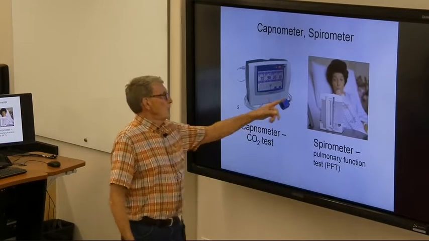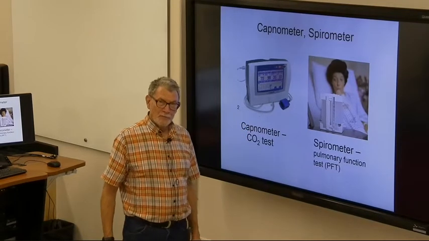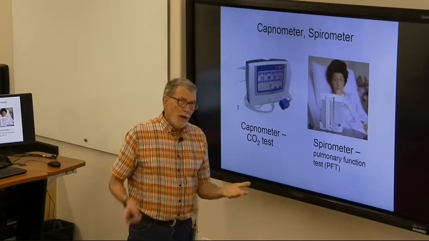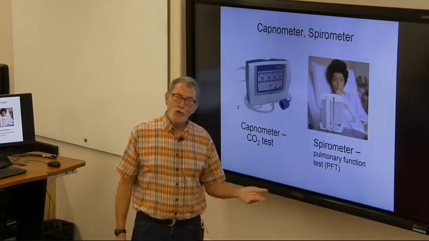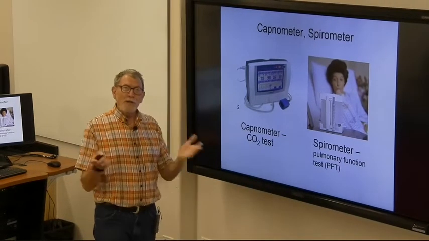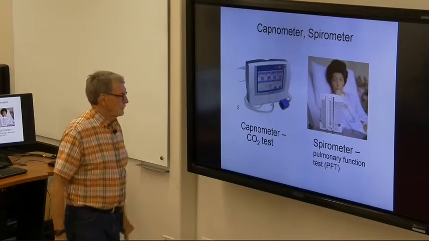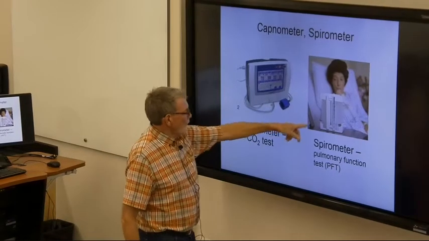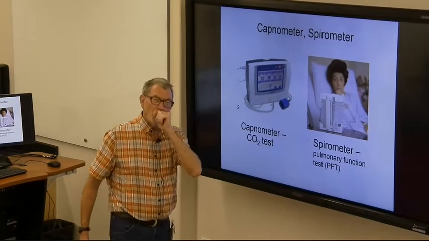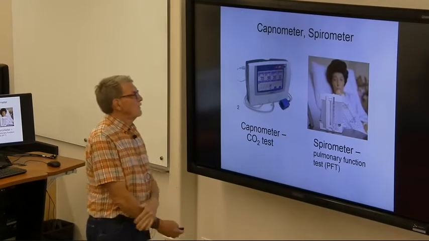Capnometer. See what your CO2 levels are. You have two problems. You might not get enough oxygen, or you also might build up too much carbon dioxide. Both things are not good. Here's the CO2. This is some kind of a spirometer, so she's doing a pulmonary function test.